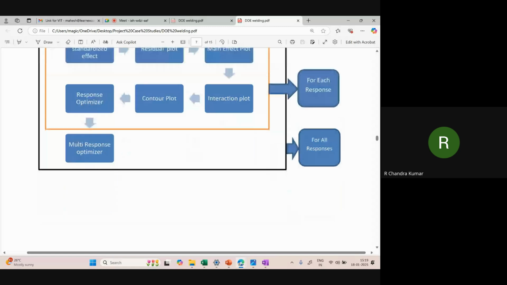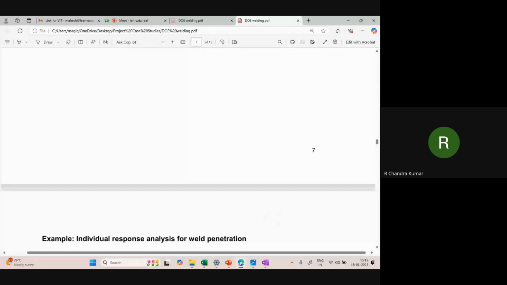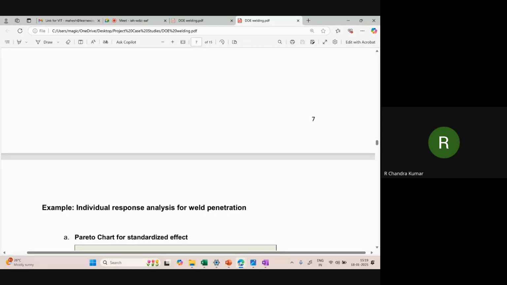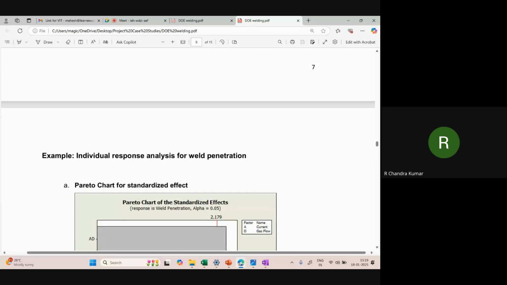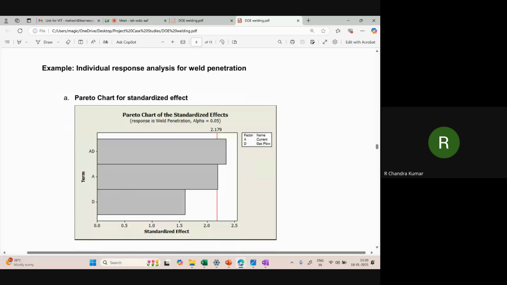Okay, so here multiple responses are there, and we need to optimize the process considering multiple results or multiple Y's. Now let me show the case further. So individual response, for example, Pareto for one of the responses called weld penetration. Now for weld penetration, when Pareto of standardized effect is made, it shows interaction effect of A and D, current and gas flow, is significant.